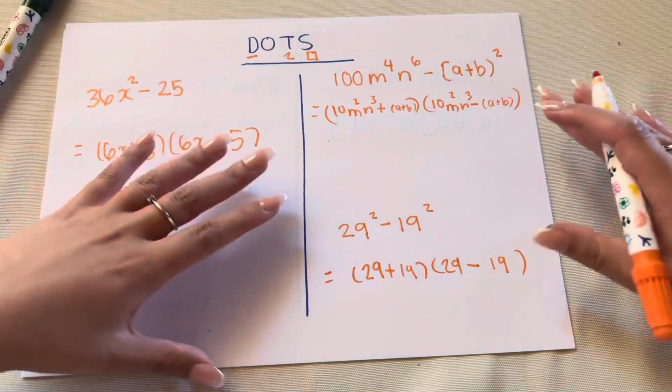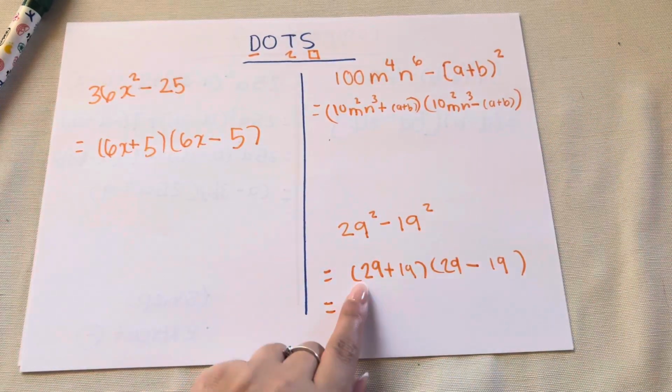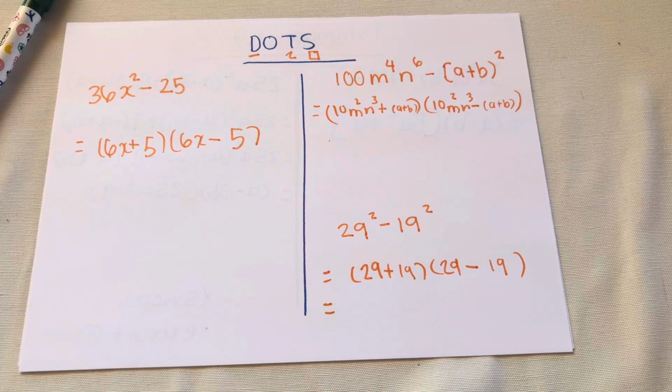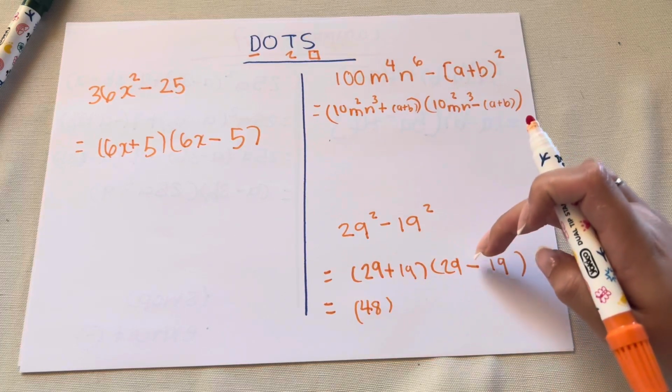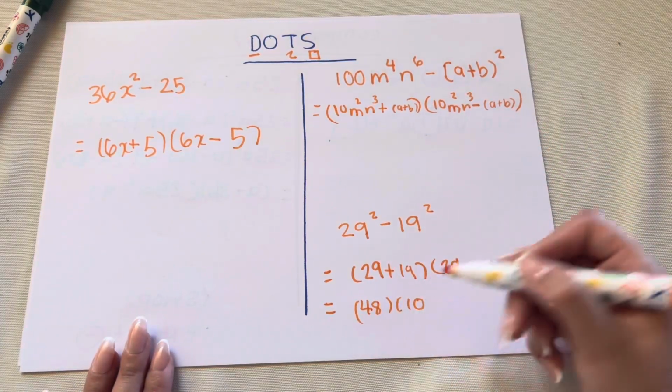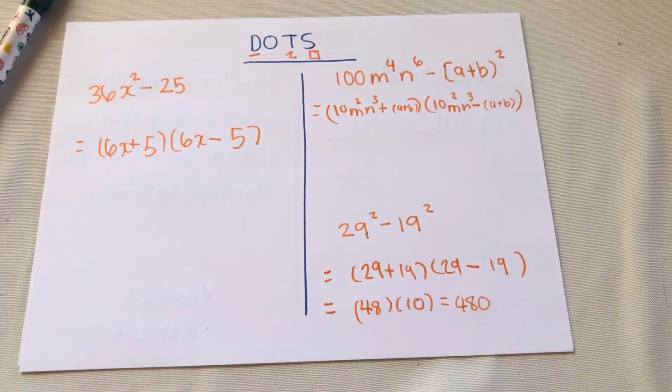Okay, so you can do it like this, and then you can actually find an answer should you be required to do so. 29 plus 19 is 48. And then 29 minus 19 is 10. And then 48 times 10, 480. Should you be required to get a numerical answer to that.